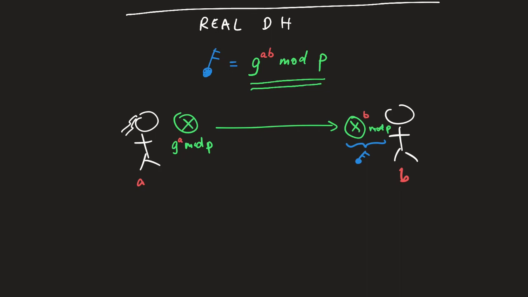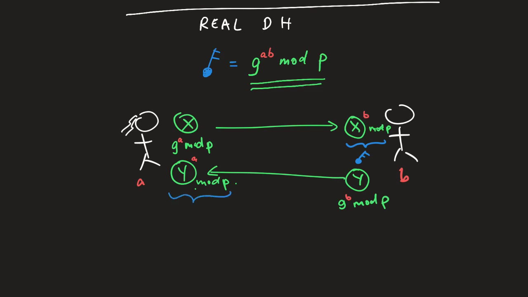So he's going to do the same thing. He's going to calculate his big Y by doing G to the power of his secret B mod P, and he's going to ping it over. Alice is going to take that big Y to the power of A and then do a mod P, and now she's got the key.